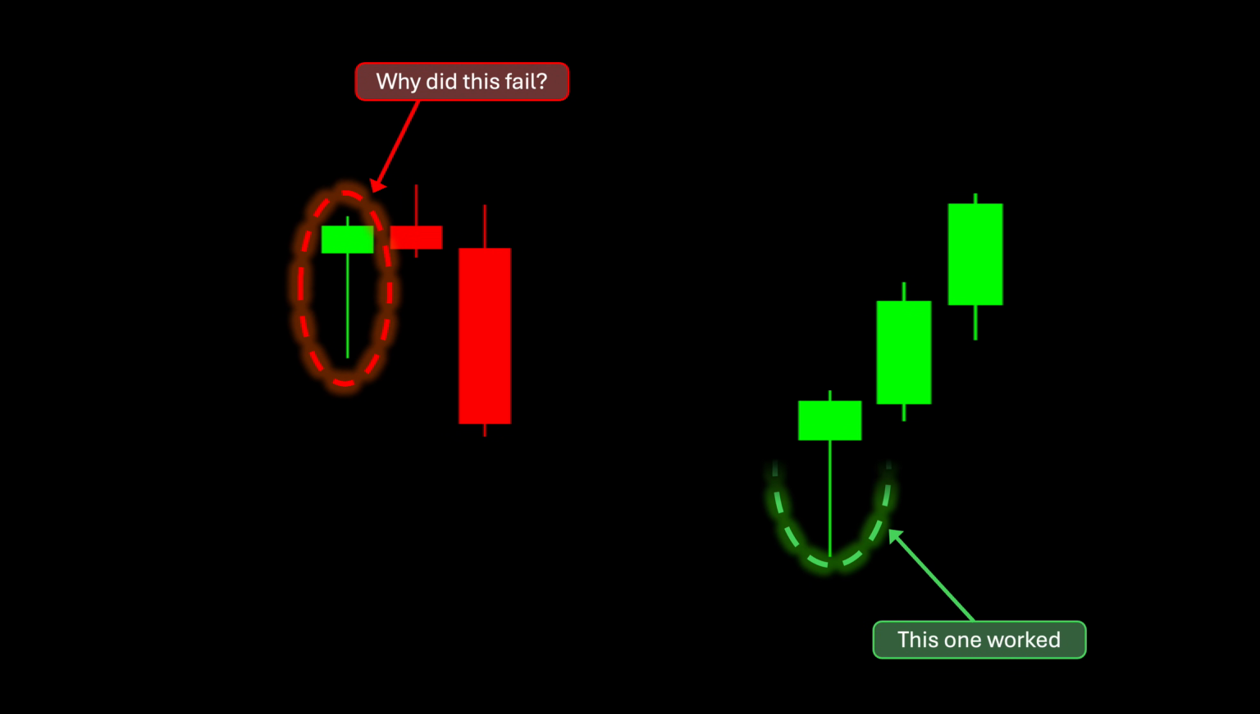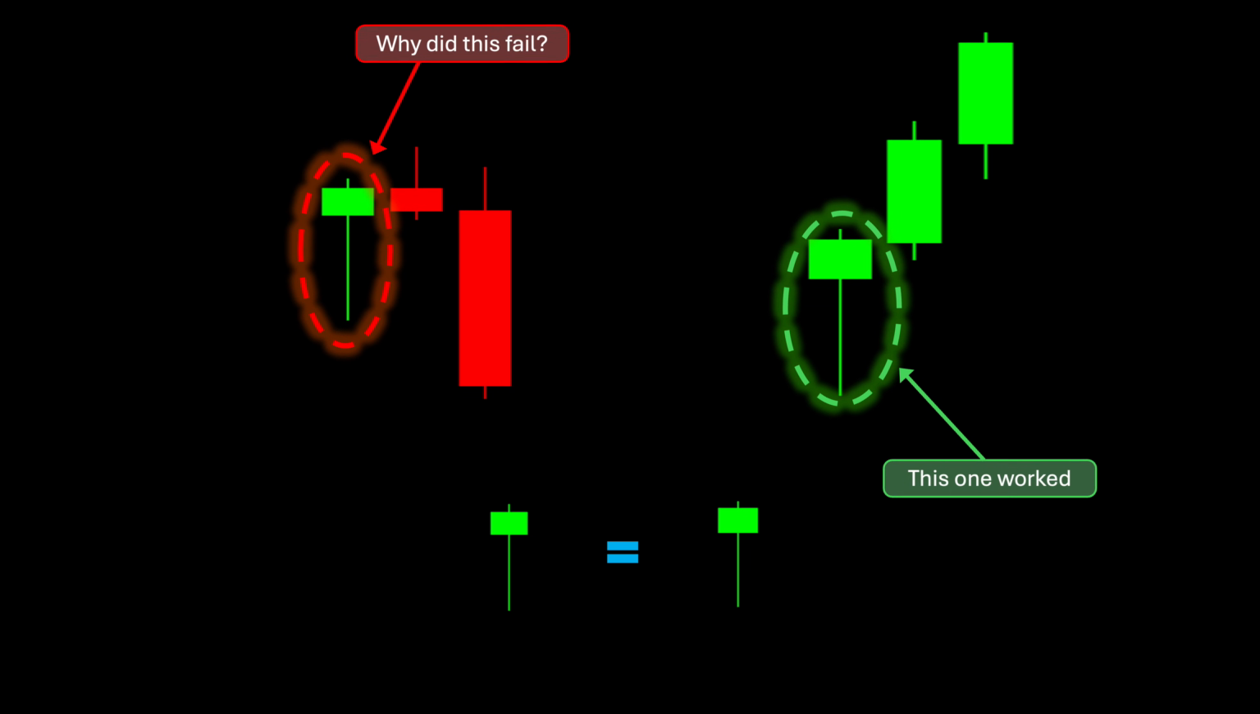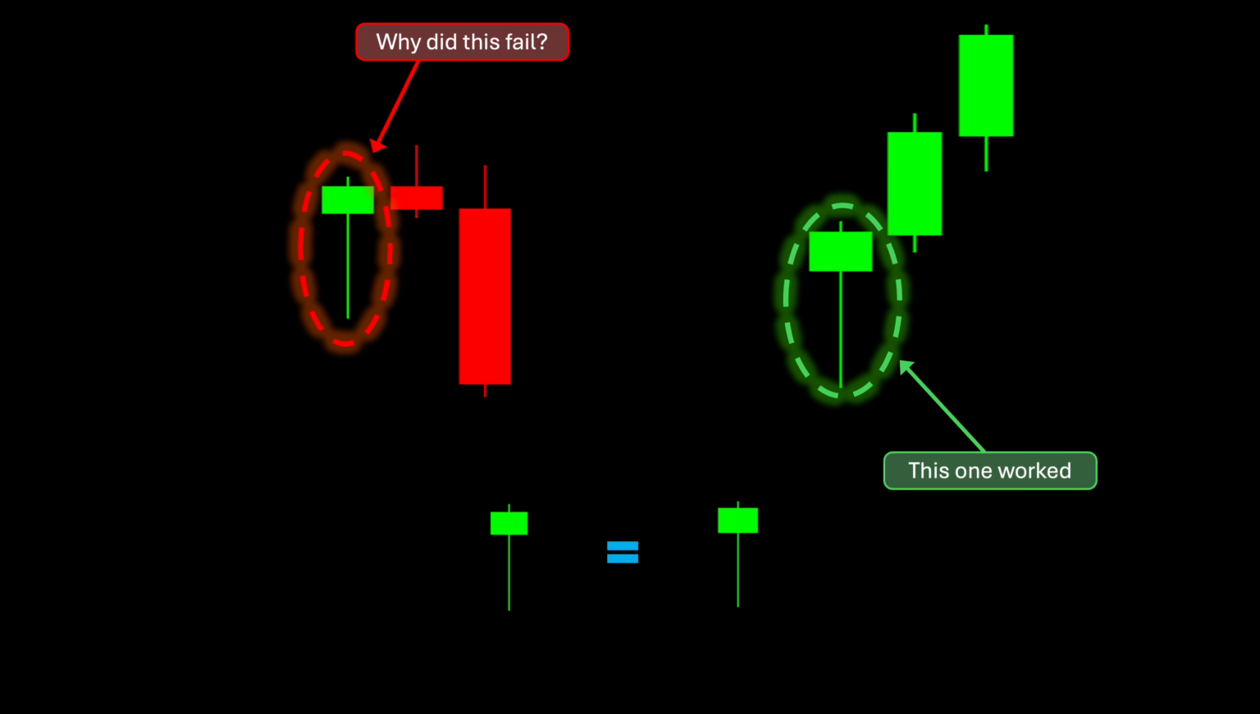Why did this candlestick pattern fail and this one worked, and yet they look the same? Let me show you why step by step. Let's start with this pin bar candlestick pattern that failed.